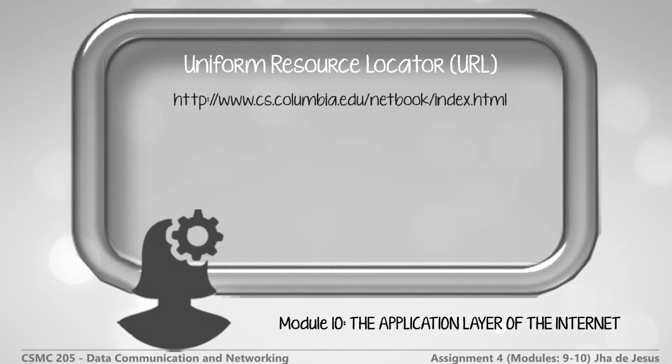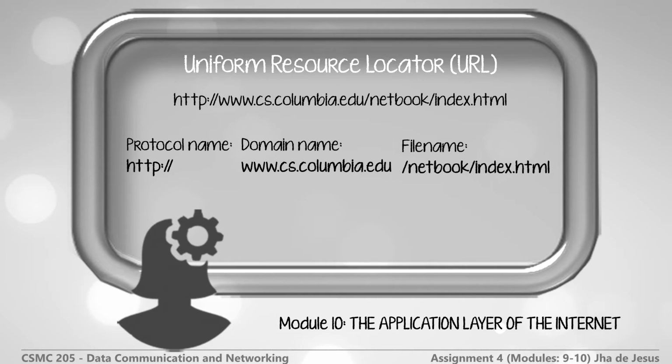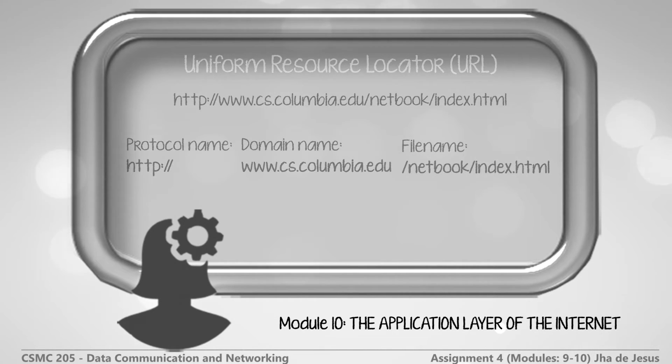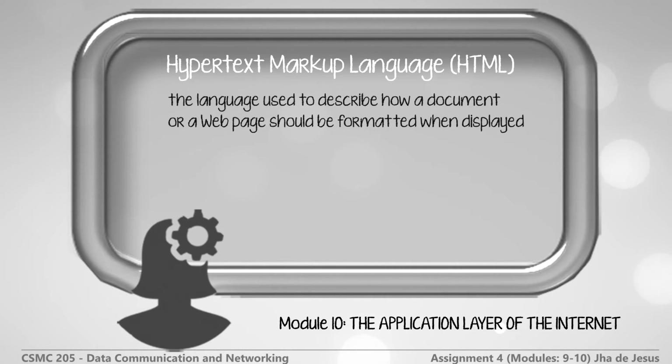For example, we have http://www.cs.columbia.edu/network/index.html. The protocol name will have the HTTP, the domain name will have the www.cs.columbia.edu, then the path and file name will have the network/index.html.